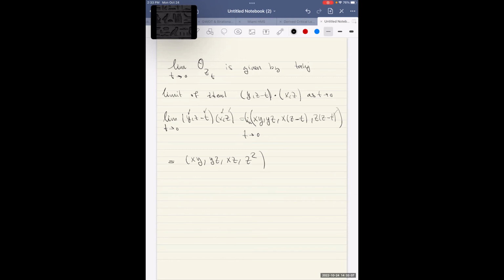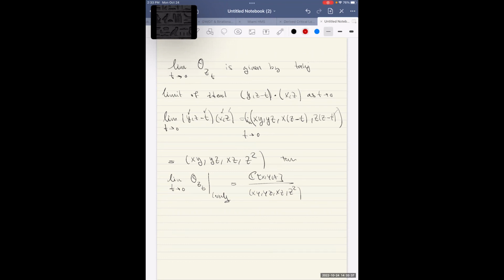Okay, so this is that ideal. So then the limit as t goes to 0 of O of Z_t locally is exactly C[x,y,z] modulo (xy, yz, xz, z squared). This is what, module theoretically, the structure algebra of that curve on that particular affine patch will be.